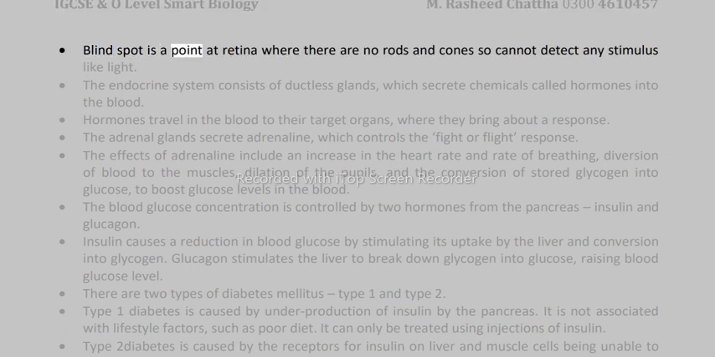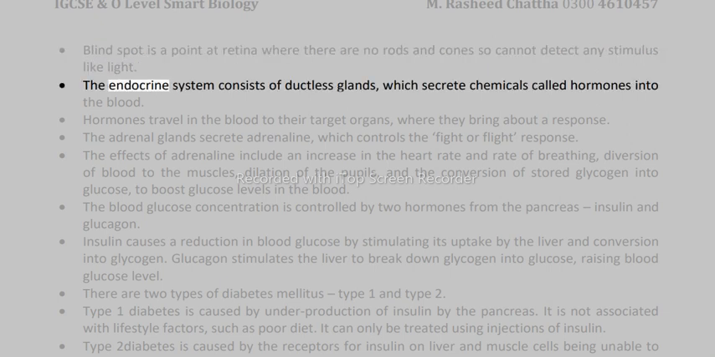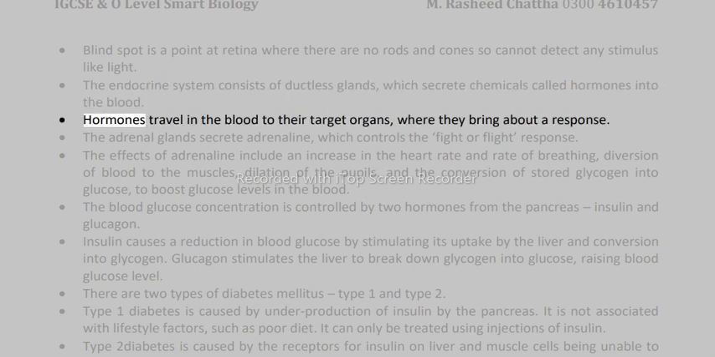Blind spot is a point at the retina where there are no rods and cones, so it cannot detect any stimulus like light. The endocrine system consists of ductless glands, which secrete chemicals called hormones into the blood. Hormones travel in the blood to their target organs, where they bring about a response.